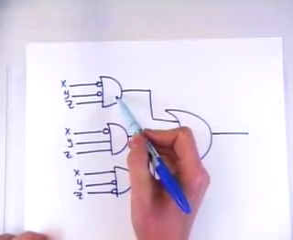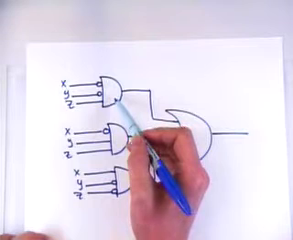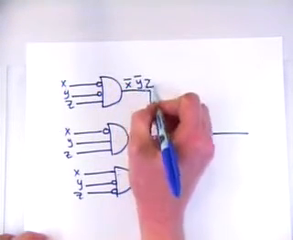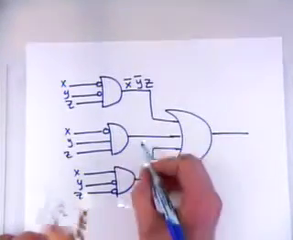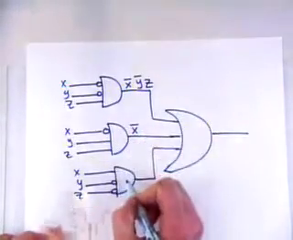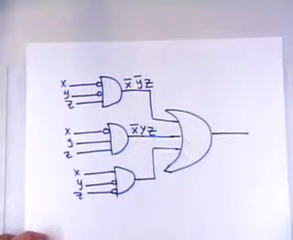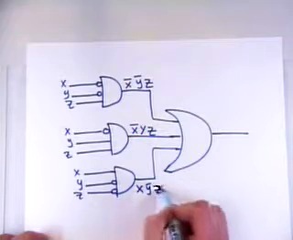Okay, so first, what's the output for the first AND gate here? Not X, and not Y, and Z. What's the output for the second one? Not X, ANDed with Y, and ANDed with Z. And the last one is X, not Y, not Z.